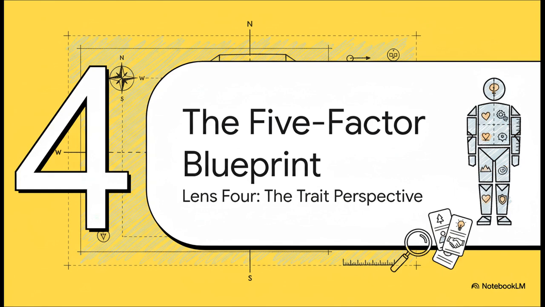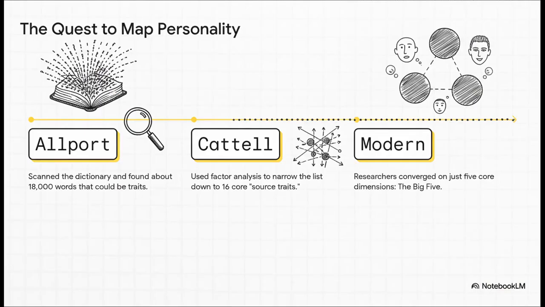All right, it's time for our fourth and final lens. This one, the trait perspective, takes a much more practical approach. It's less concerned with the deep why of our personality and much more focused on the what. It's all about describing the fundamental building blocks of who we are, kind of like creating a personality blueprint. And this quest has been a real journey of simplification.